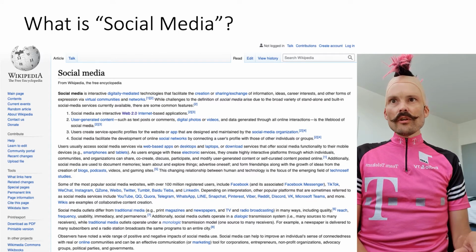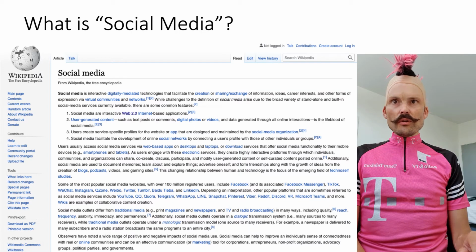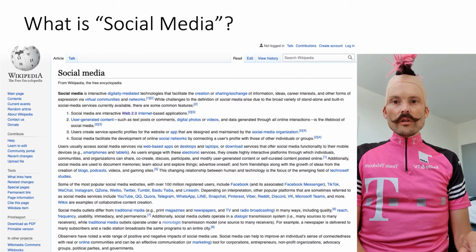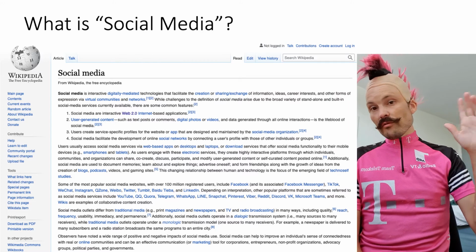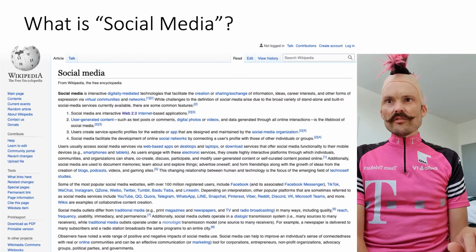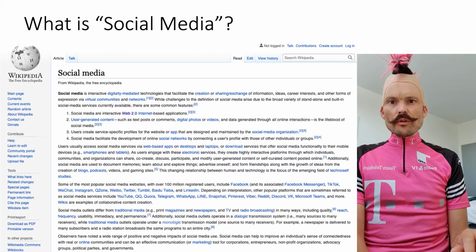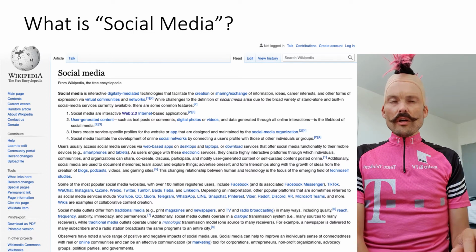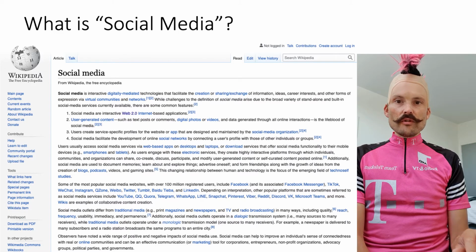So it's what we used to call Web 2.0. Well, now we're talking about Web 3, 4, 5, and 6.0. So that term is a bit redundant in this sense, but further on this page it also gives a lot of examples of different types of social media, which I'm sure you're all familiar with.